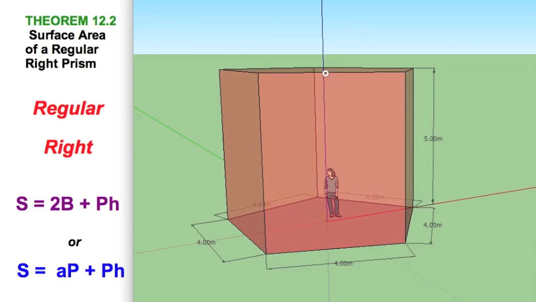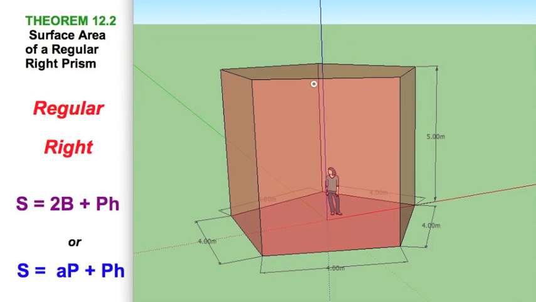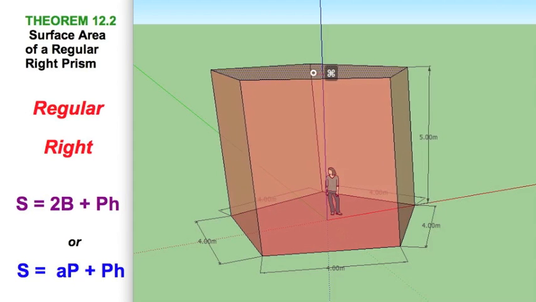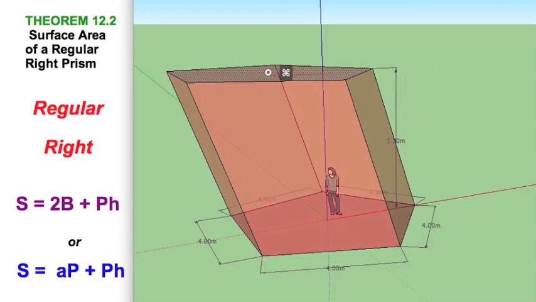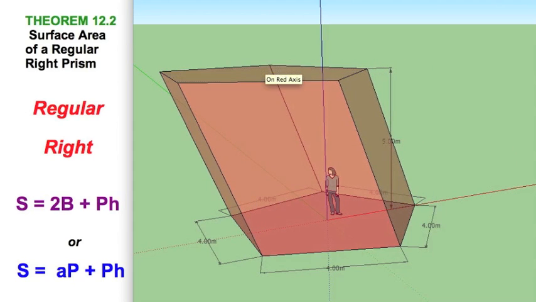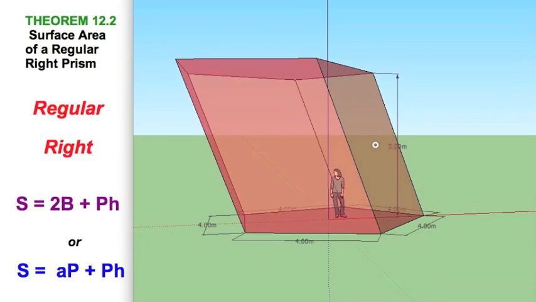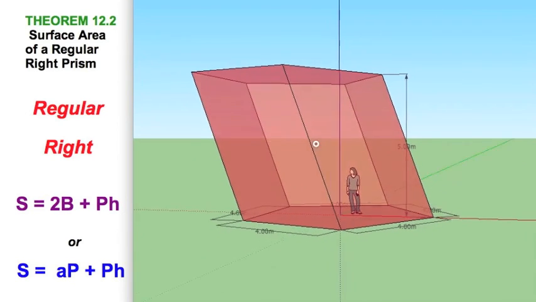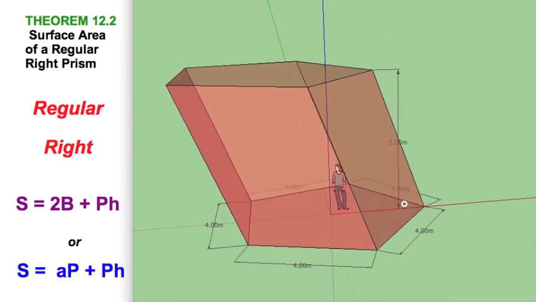A lot of people say, well, aren't they all right? And the answer is no, because what you have to be aware of is that we could have a prism like this. I could take this prism and push it over to the side like this, and then it becomes an oblique prism. And if we look at those sides, I'm not looking at rectangles anymore, but parallelograms.